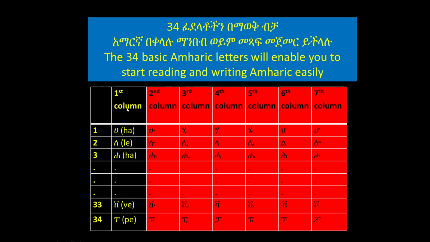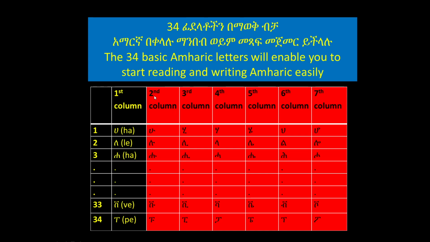As you can see here, in the first column: ha, le, and downward, ha, and so on, v, p. So what I'm saying is, if you know only the letters in the first column, you can read or write a lot of Amharic words.